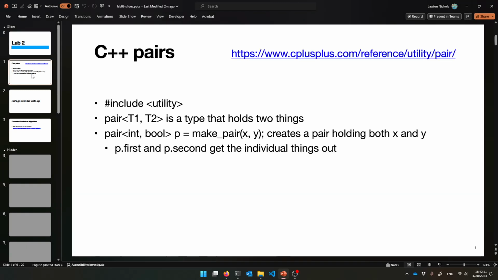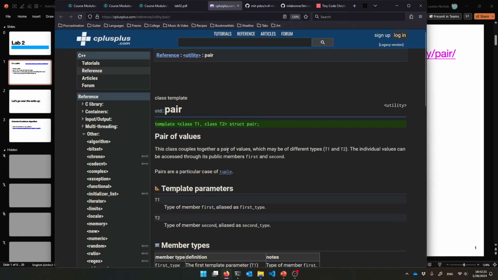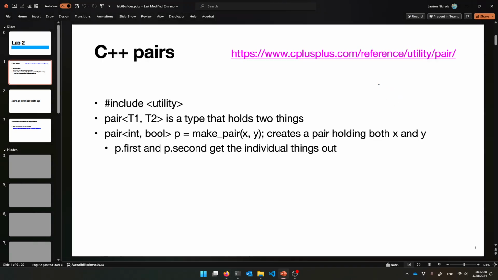So before we get to the write-up, I would like to tell you about pairs in C++. There's this nice helper documentation site on pairs. All a pair is, is two things at once. It's holding on to two things instead of making two separate variables called like x and y, holding like 42 and true, where the types can be different.